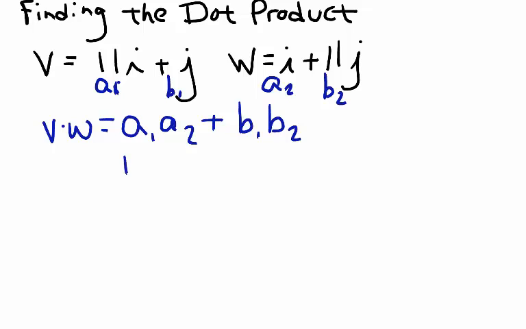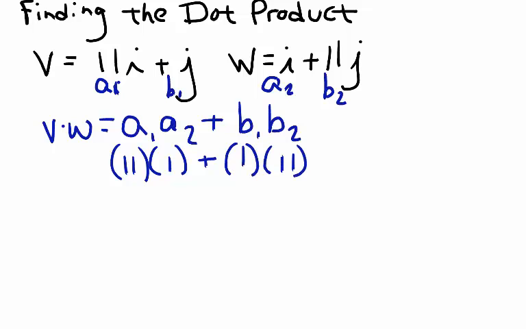So, a sub 1 times a sub 2 plus b sub 1 times b sub 2 equals 11 plus 11, which is equal to 22. So the dot product for vectors v and w is equal to 22.